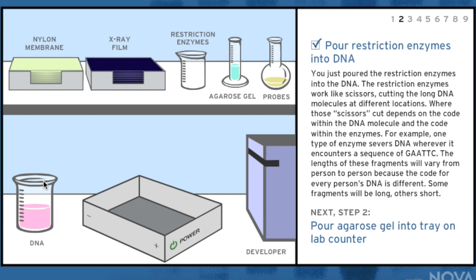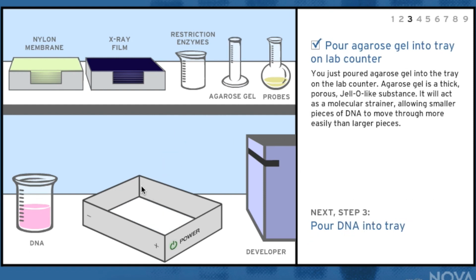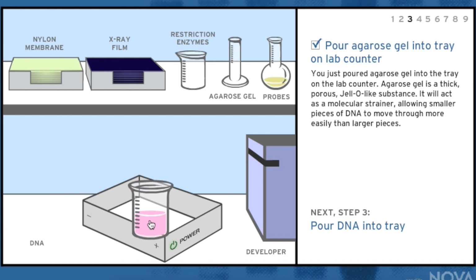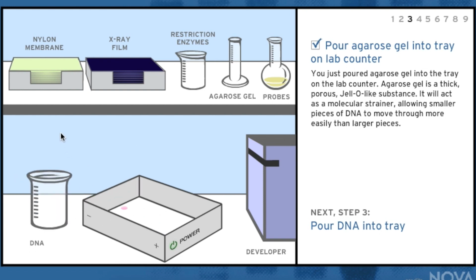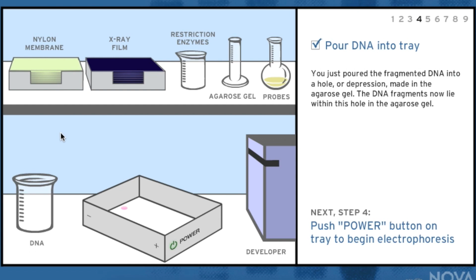Okay, step 2. We pour the agarose gel into the tray. This creates a gel-like substance and acts like a strainer, which allows the small DNA pieces to pass through, and the smaller DNA pieces pass faster than the larger DNA pieces. Okay, step 3 is adding the DNA into the tray. Now the DNA fragments are found in the holes of the agarose gel.